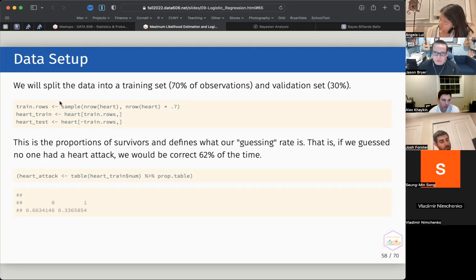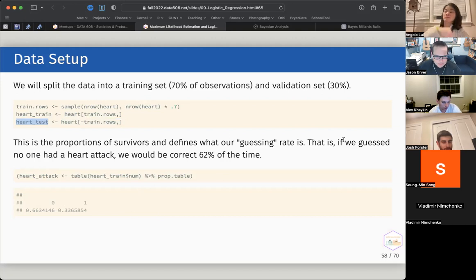But Tidy Models is now the go-to approach that simplifies this. But this is just using base R, where I'm going to take 70% for training. So I just call it heart train. And then the remaining 30% will be my testing set or validation set. Okay.